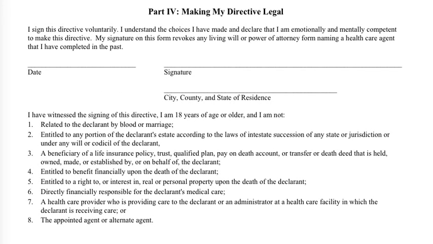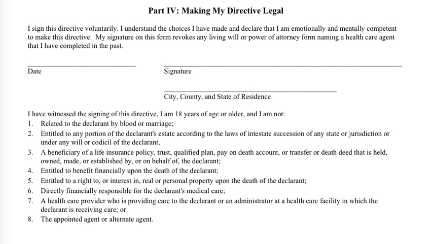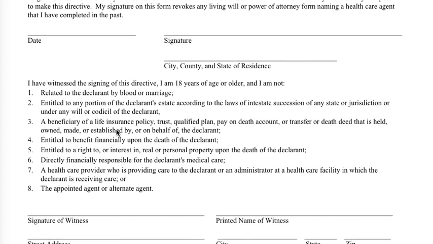Part 4 gives great instructions to make sure the document is binding. This part is completely self-explanatory and lists the limitations on the witness that would exclude them from serving as a proper witness. I generally recommend finding a notary that meets the criteria listed in the form, but that's merely a formality and it's not a requirement. And there you have it.